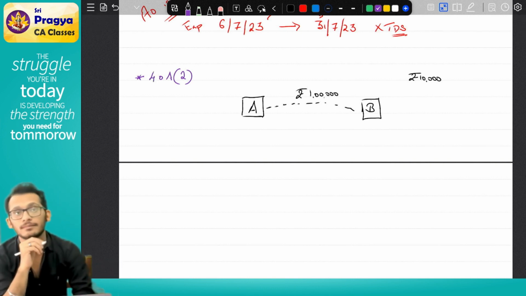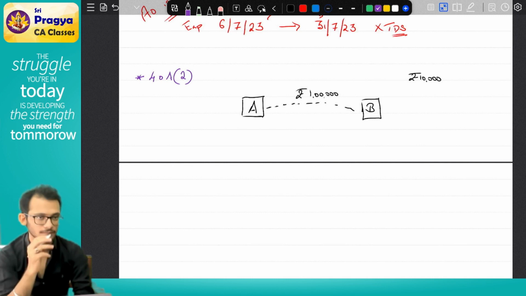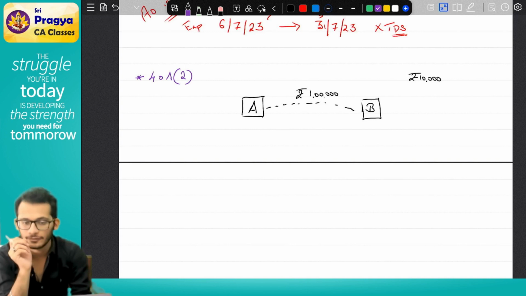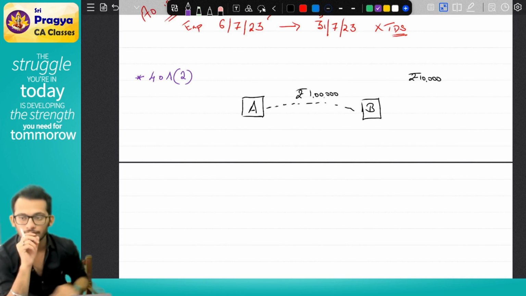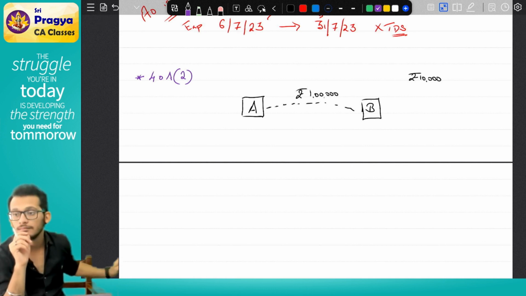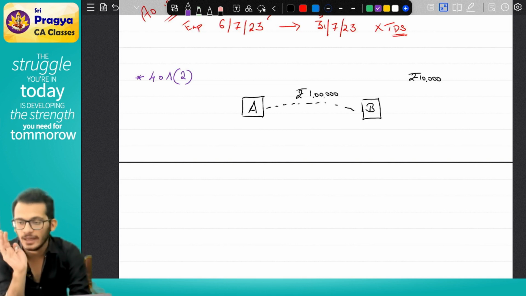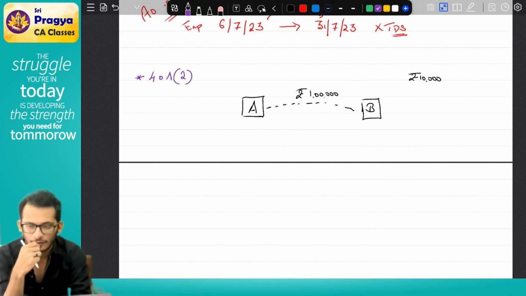Yes, why? Relative. He got it at less cost or more? He got it at more cost. So A is a relative of B and B has given it at more cost. Therefore, it is correct. Yes or no? Yes, Ritanya?